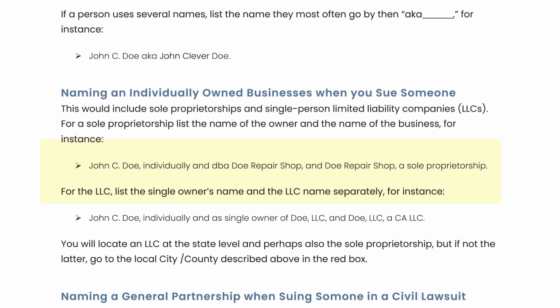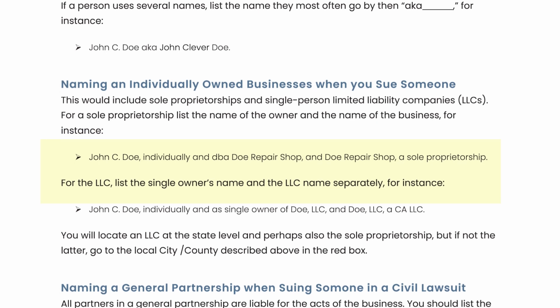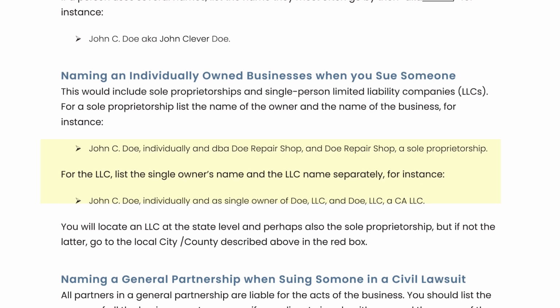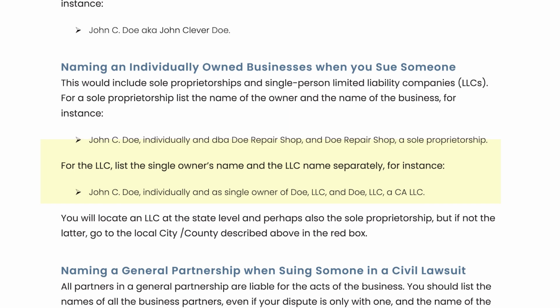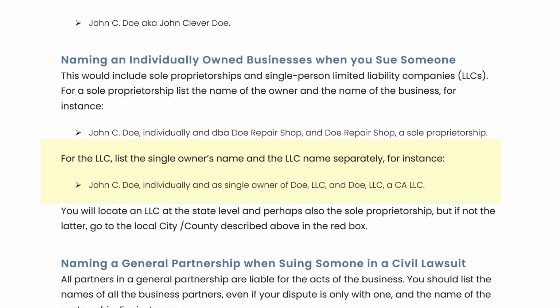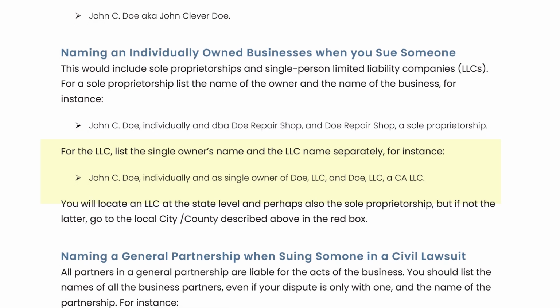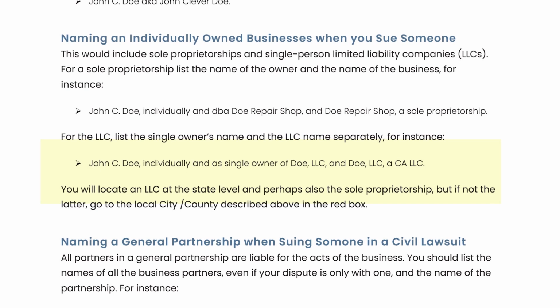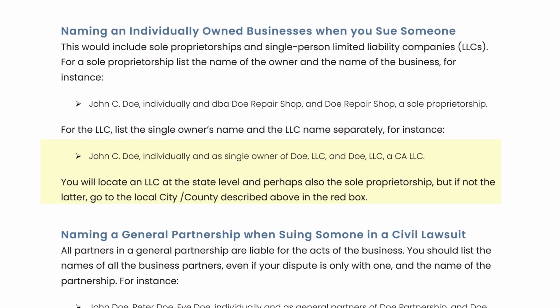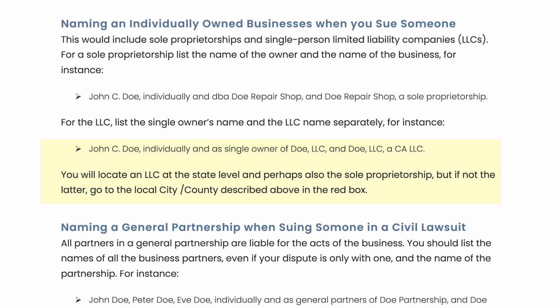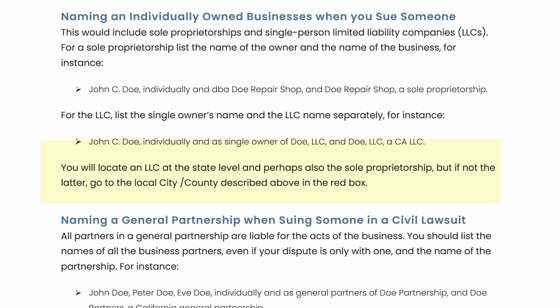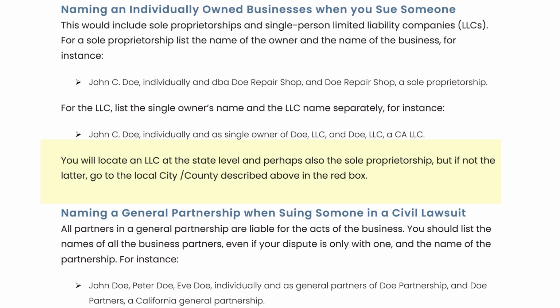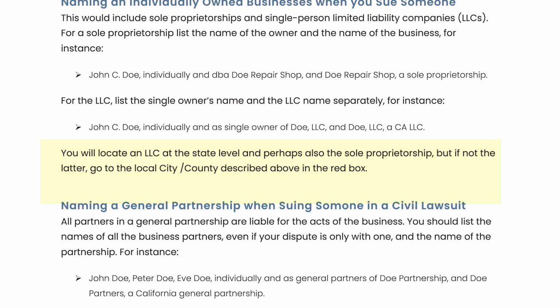For the LLC, list the single owner's name and the LLC name separately, for instance, John C. Doe, individually and as single owner of Doe, LLC, and Doe, LLC, a California LLC. You will locate an LLC at the state level and perhaps also the sole proprietorship, but if not the latter, go to the local city, county described above in the red box.